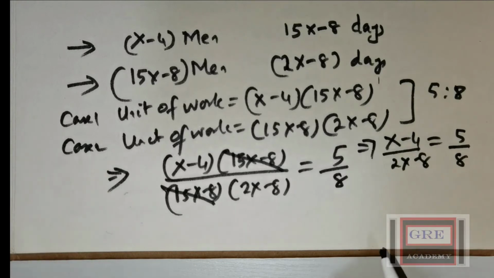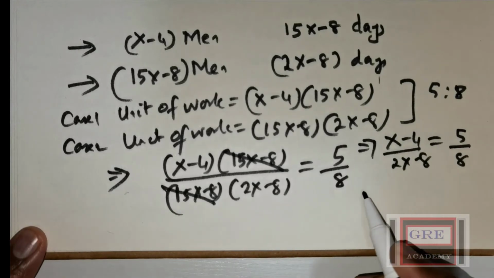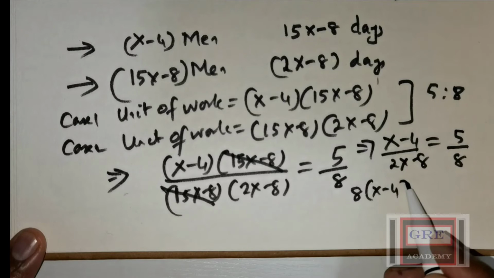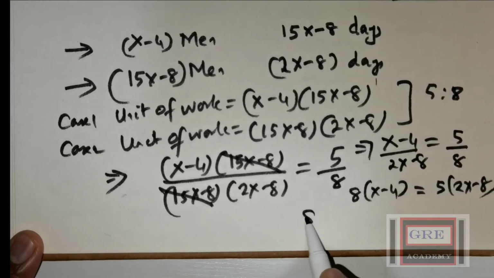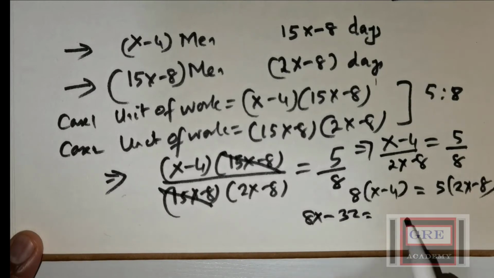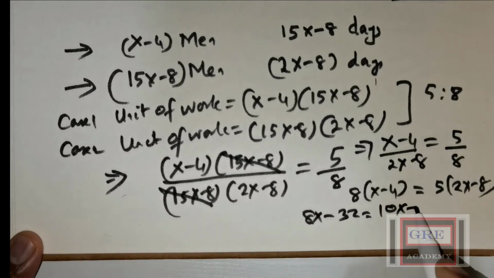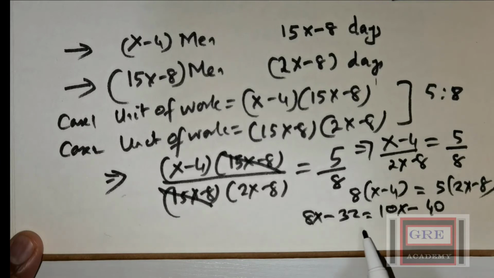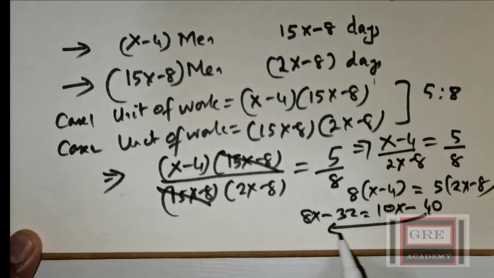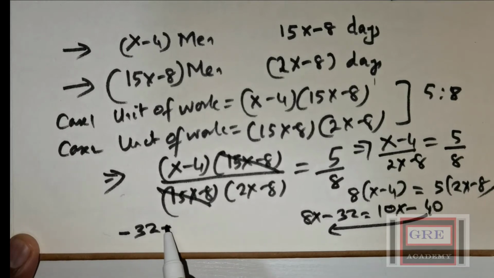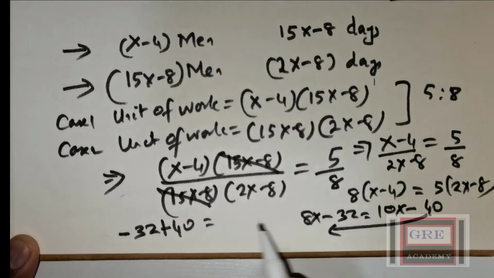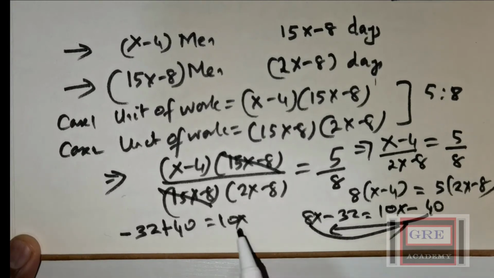When you cross multiply, you would get 8 of (x - 4) is equal to 5 of (2x - 8). From here, 8x - 32 is equal to 10x - 40. I bring 40 to the left, so that would mean negative 32 positive 40 is equal to 10x. I move 8x to the right, so that would become negative 8x.